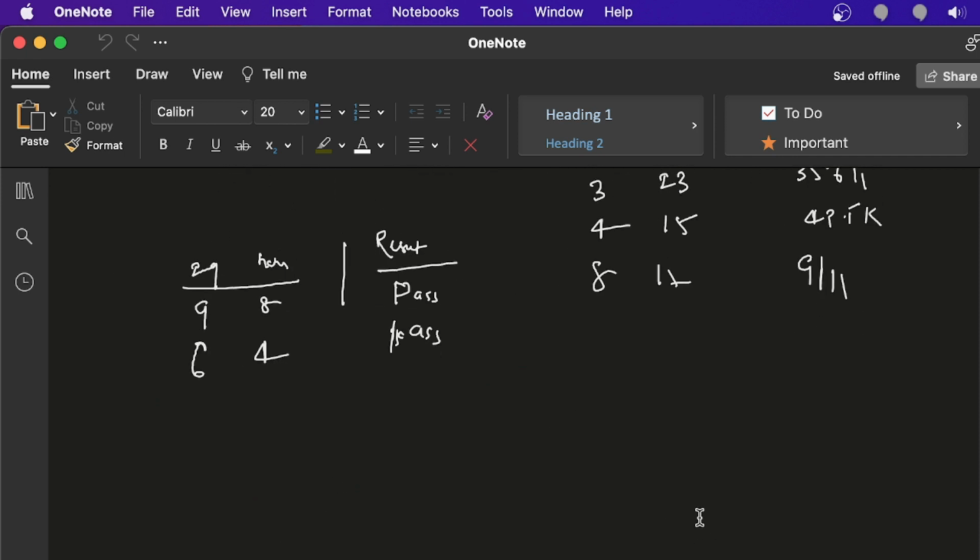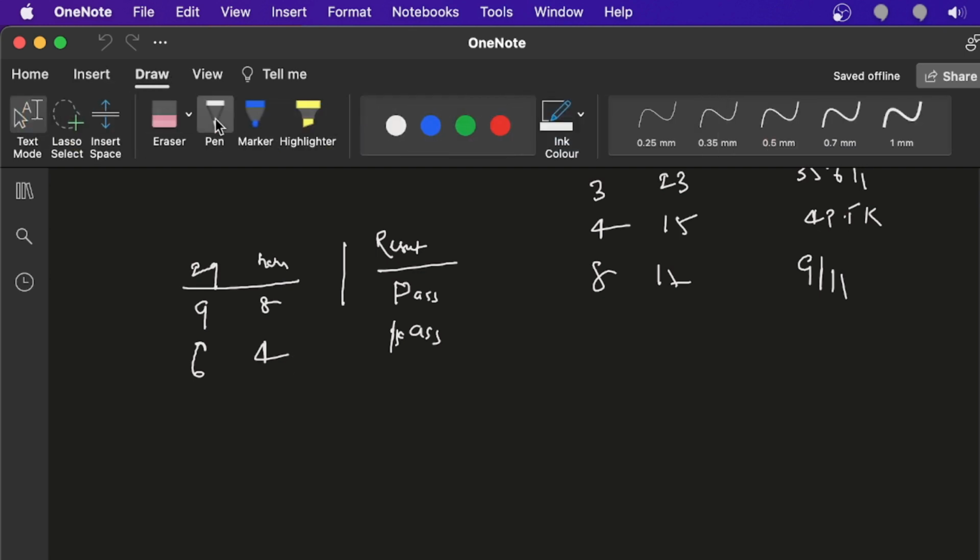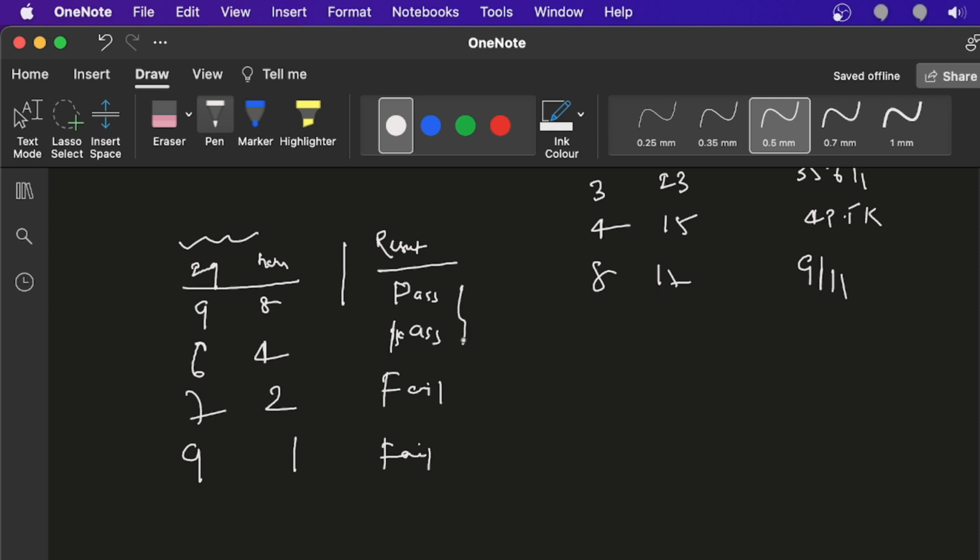Now see, you pass the exam. Now IQ is 7, they are studying for 2 hours, they fail the exam. Now IQ is 9, 1 hour of study, fail the exam. You see, this is your input and this is your output. Only two types of output are possible: one is pass, one is fail. Here you see the output is fixed. Either you pass or fail.